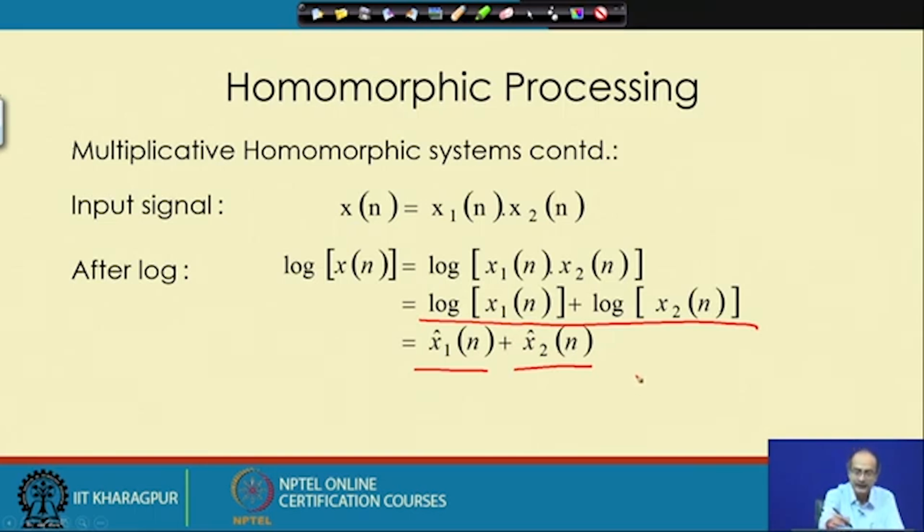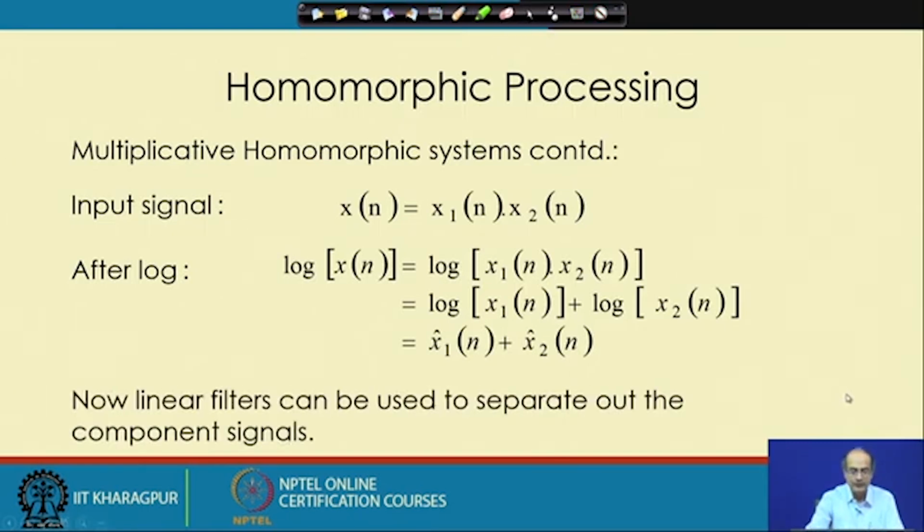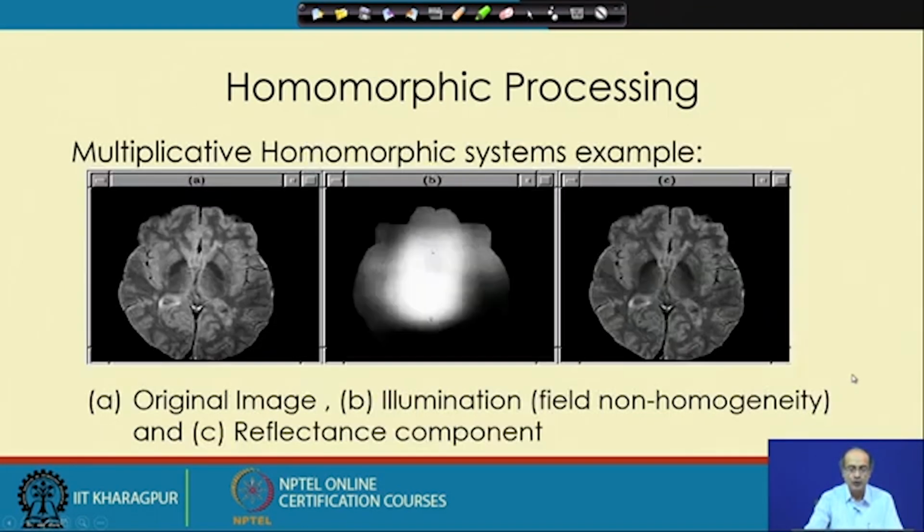Once the filtering is done, we look at the next part of it. First we use linear filtering to separate these constituents, and then we go for the next part of the operation, that is, we take the output back using the complex exponential.